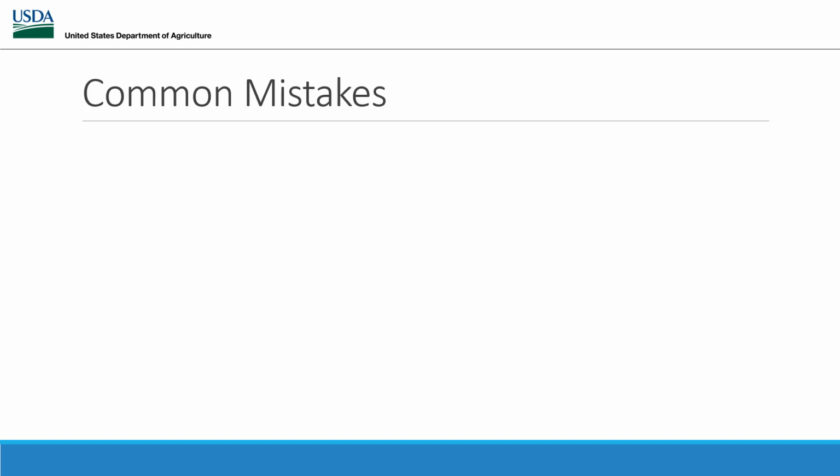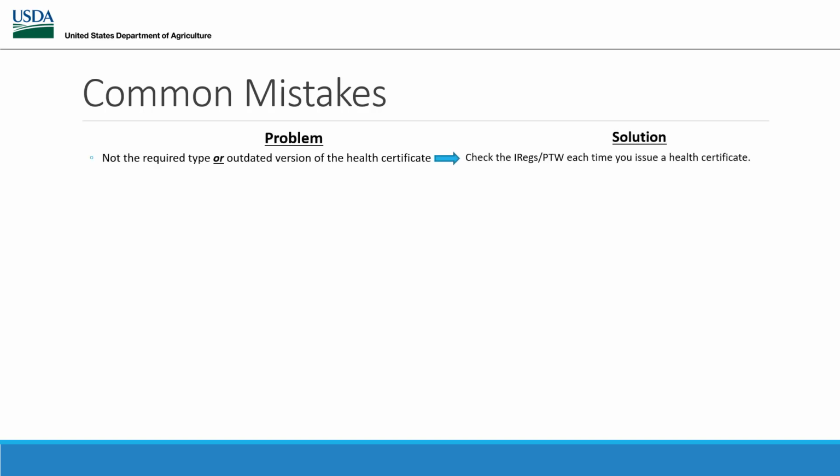To prevent this from happening to you, let's review common mistakes made when issuing health certificates that can jeopardize your accreditation status or cause problems for your clients. Starting with common mistakes with the health certificate itself, to avoid using an incorrect or outdated health certificate, always check the USDA APHIS PTW or IRegs for the most current version. Other countries can and do change their regulations without notice, so even if you issued the same certificate the week before, check again because regulations may have changed.